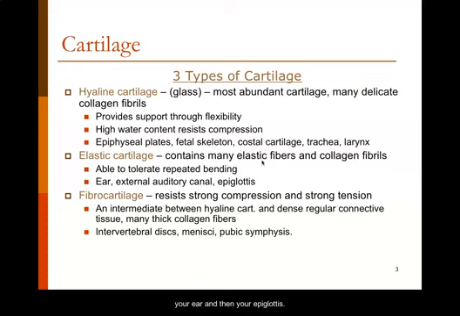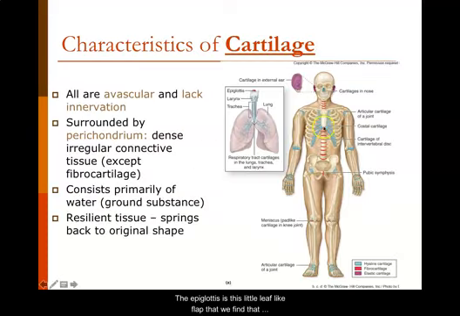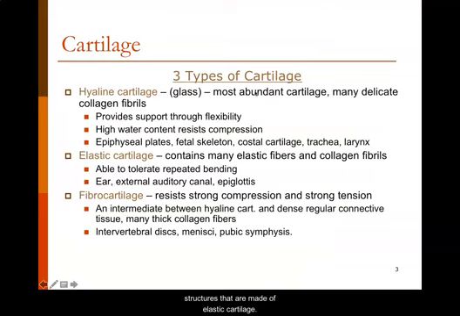And then your epiglottis. The epiglottis is this little leaf-like flap that we find that every time you swallow, it bends down to cover the opening of the larynx so that food and liquids don't end up in our respiratory passageways. So the purple structures on this slide are all elastic cartilage. Ear, external auditory canal, and the epiglottis of the larynx are structures that are made of elastic cartilage.